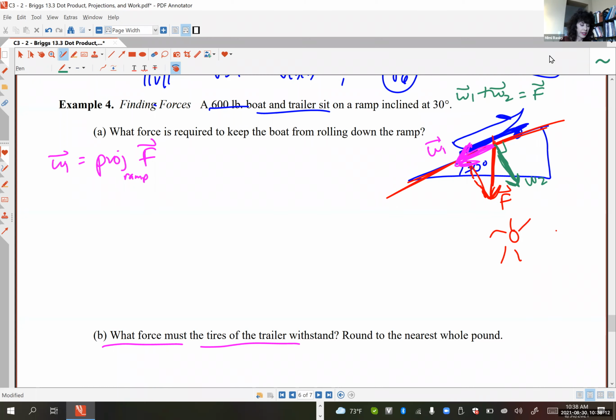Okay, so now that you kind of have a feel, what about the ramp? See, nobody gave us a ramp vector. This is the confusing part for students. They're like, hey, they didn't give us a ramp vector, so how am I supposed to project the force onto the ramp? Good question. You're going to create a ramp vector. Well, how do I do that? You're going to make one up, but it's going to be an educated making it up.